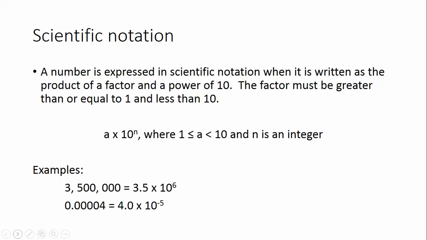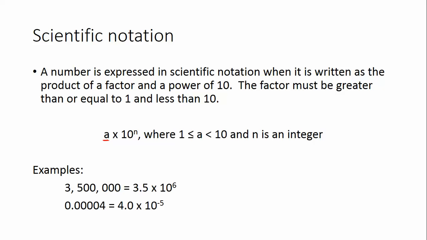So please write this slide down, but this is scientific notation. Again, it's a number written as a product of a factor and a power of 10. The biggest rule with scientific notation is that the factor must be greater than or equal to 1. So this number out in front that we typically see in decimal form needs to be greater than or equal to 1 and less than 10. So scientific notation is a times 10 to the n, where a is greater than or equal to 1 and less than 10, and n is an integer.